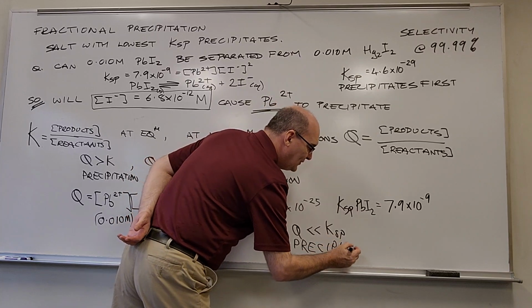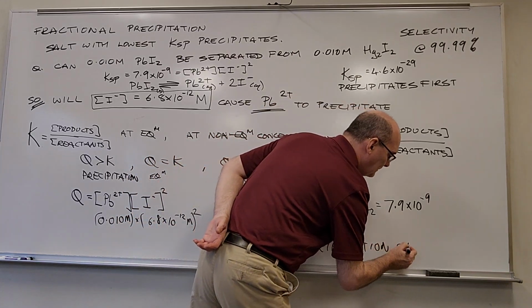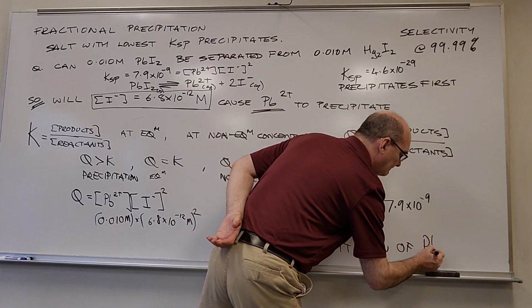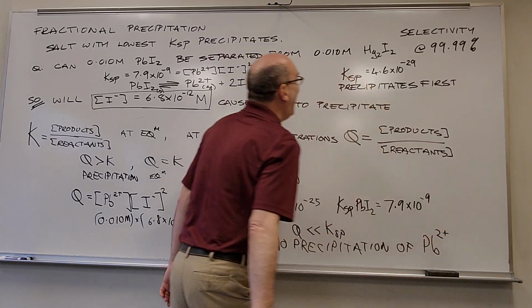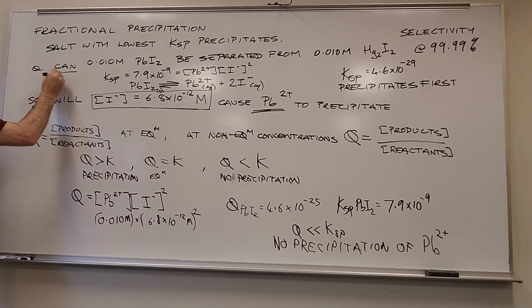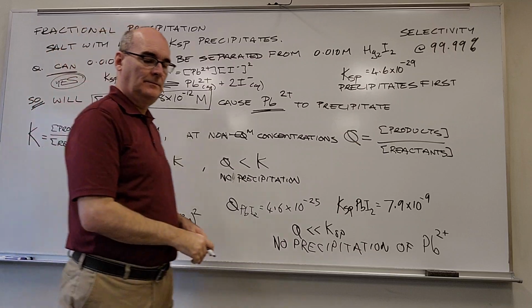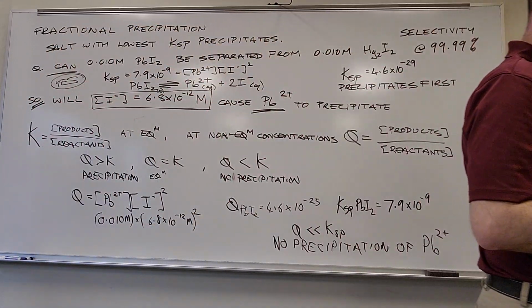To the original question, can the mercury be separated from the lead at that level of certainty? Yes. Yes, it can.